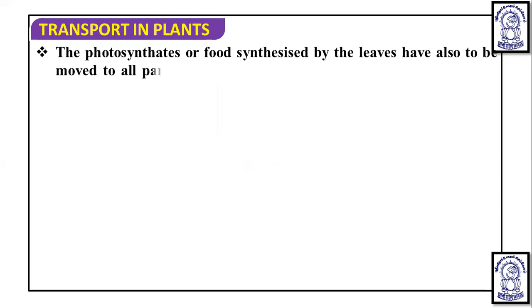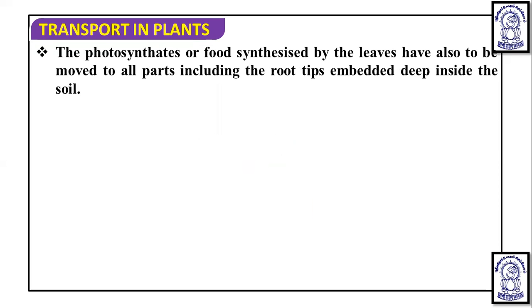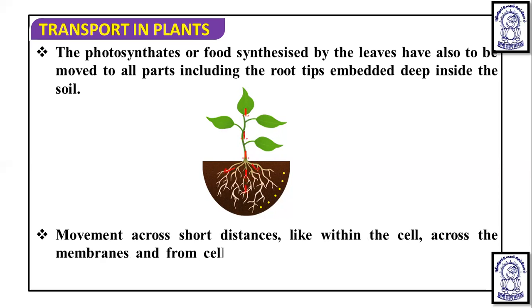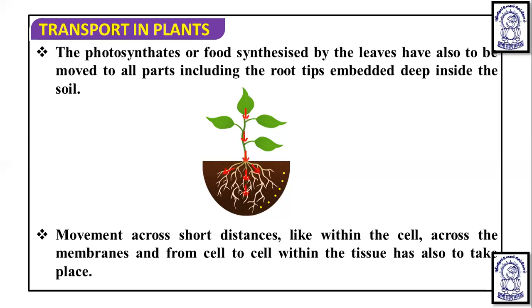Now, oppositely, if we talk about photosynthesis, the food which is synthesized by the leaves also has to be moved to all parts, including the root tip embedded deep inside the soil. So water and minerals, as we have discussed, are transported from the root to the other plant parts, but from the leaves to the other plant parts the food is transported. So there can be a short distance transport or a long distance transport. Movement across a short distance, like within the cell, across the membrane, and from cell to cell within the tissue, also has to take place.